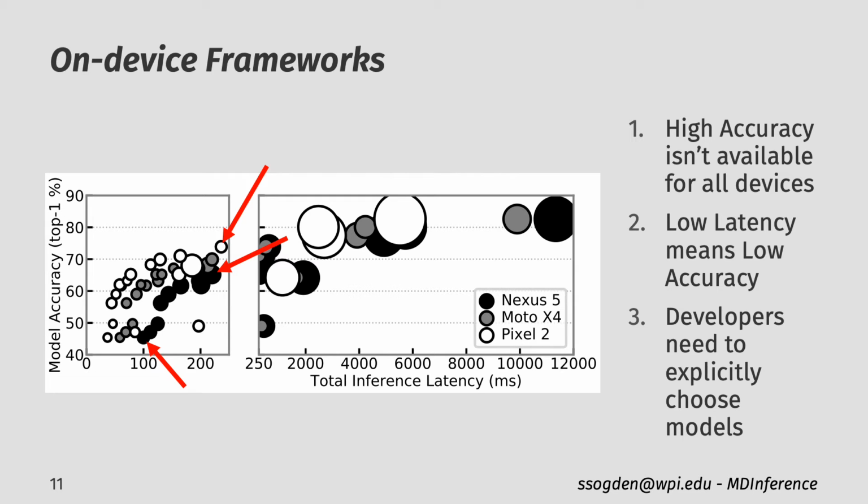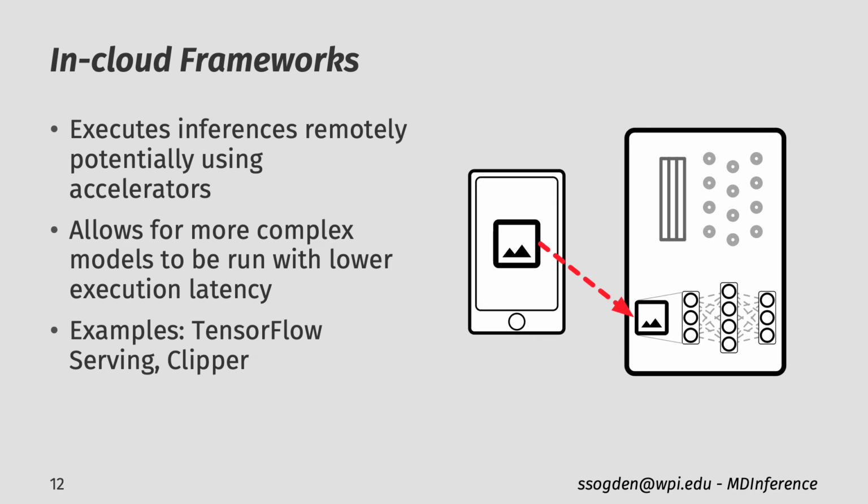The models highlighted, for instance, would be the fastest models for the Nexus 5 or the most accurate model for the Pixel 2. These choices may be appropriate for particular applications, but choosing between them means making a static trade-off. In many cases, they use in-cloud frameworks. In-cloud frameworks instead approach this problem by using powerful servers to run high-complexity models with low execution latency, often by taking advantage of accelerators such as GPUs or specialized ASIC hardware. This has the advantage of letting all devices leverage high-accuracy models, but runs the risk of undue network latency.